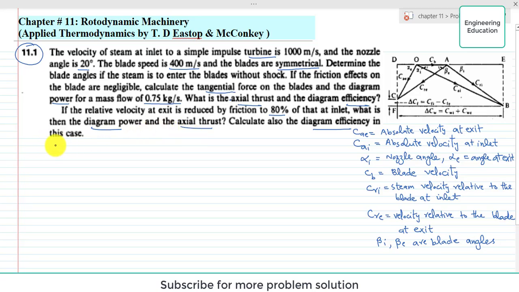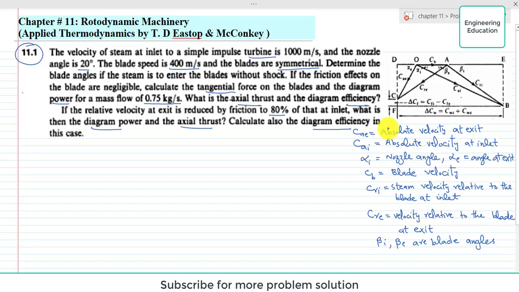So first of all, we have to discuss the velocity triangles for impulse turbine. This is actually a steam impulse turbine. The working fluid is steam over here. Some notations are used and they will be repeatedly used in problem solutions of this chapter. So we have to understand first what these notations are used for.